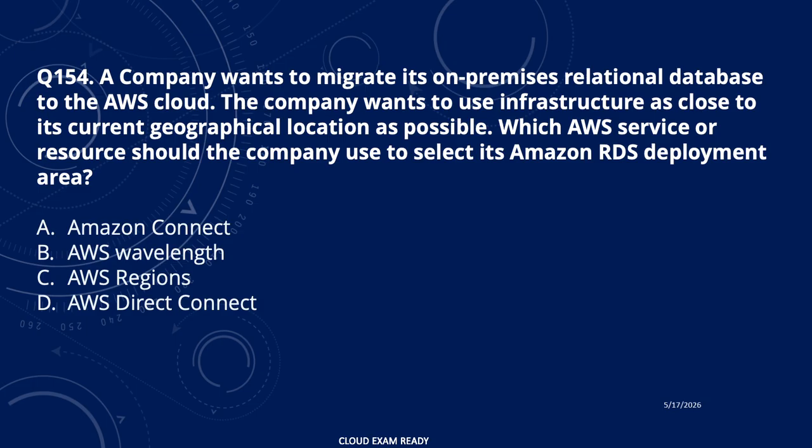Next, question number 154. A company wants to migrate its on-premises relational database to the AWS cloud. The company wants to use infrastructure as close to its current geographical location as possible. Which AWS service or resource should the company use to select its Amazon RDS deployment area?